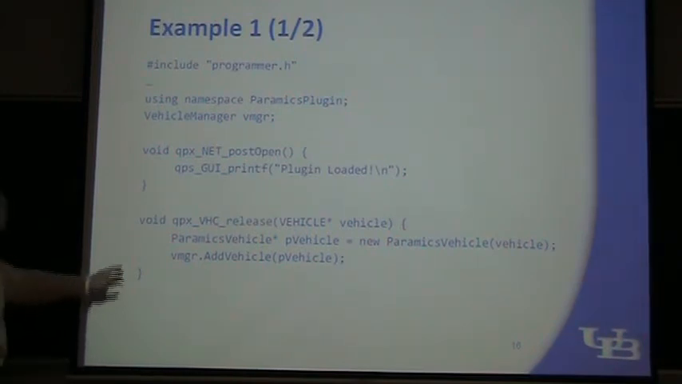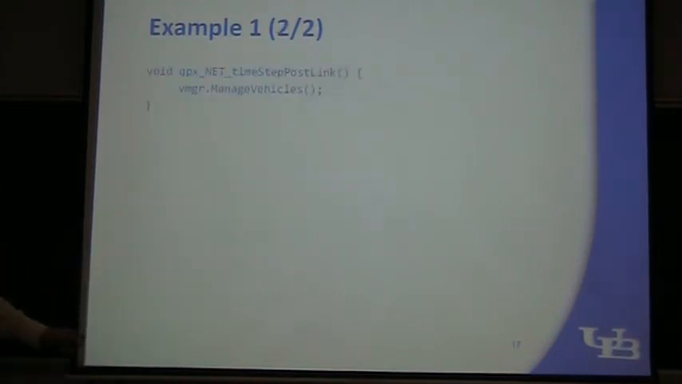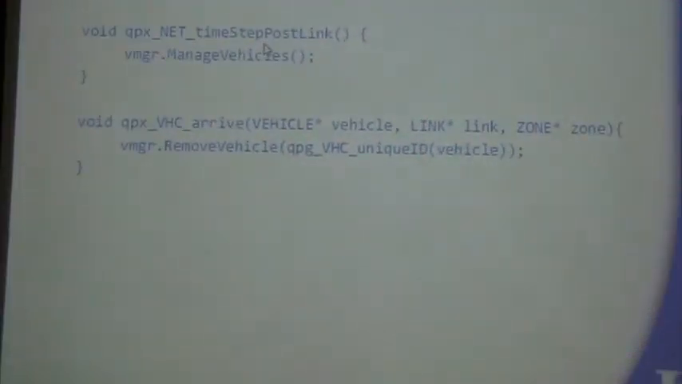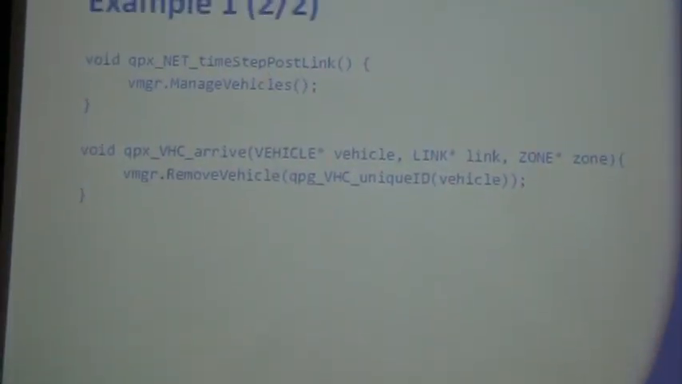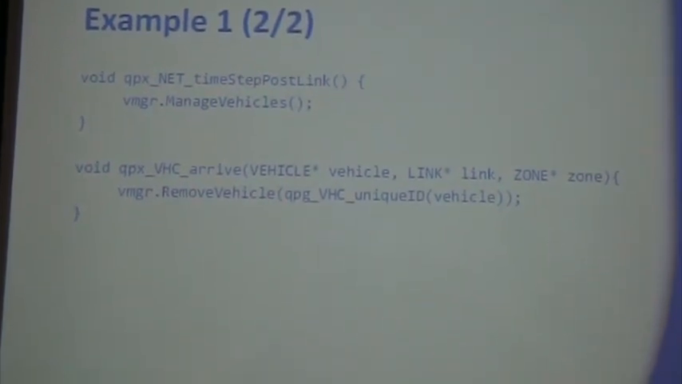And the third thing is, in Parametrics, when they call your functions, for example, when they call this function, times that post link, you will have to make a query to get all the vehicle IDs, which is a waste of time. If we have already stored it somewhere, then we can directly access it. We don't need to make the query, right?